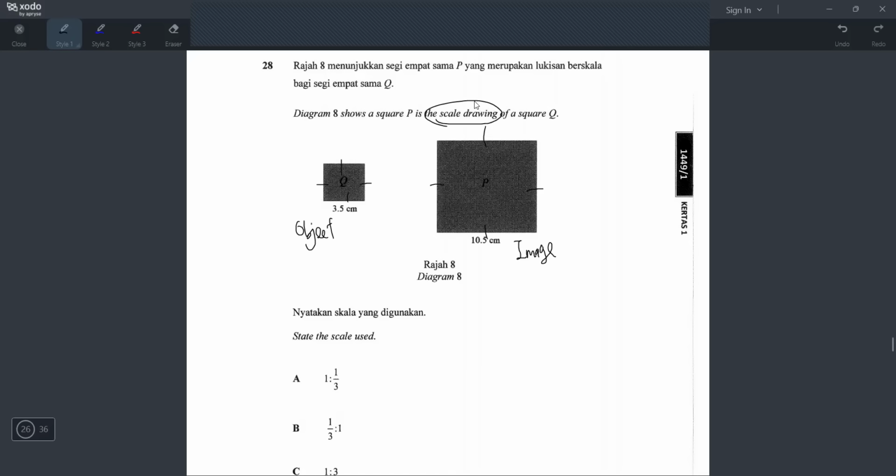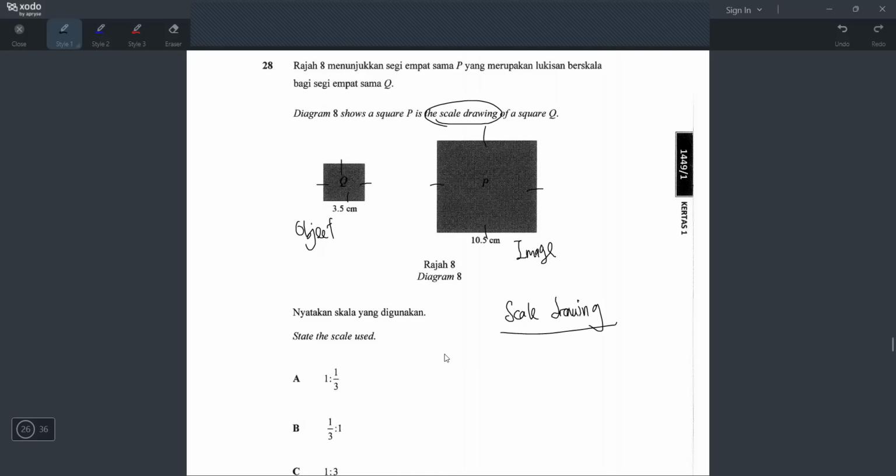Okay? Because this is under Form 1, Form 2, Form 3. It's a topic called scale drawing. And a lot of students confuse this with the Form 5 one, because in Form 5 you also learn something called the scale factor in the enlargement. But actually, the scale drawing is a little bit different from the Form 5 one. So let me just explain a bit what is scale drawing.